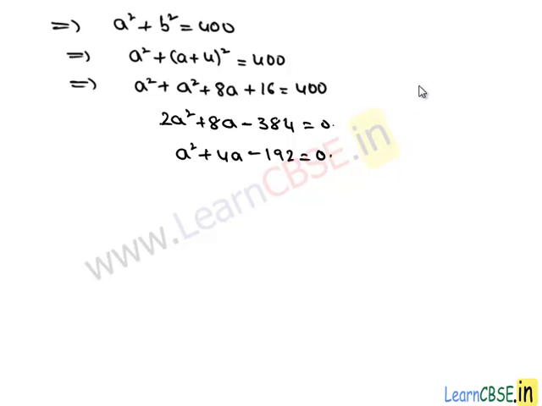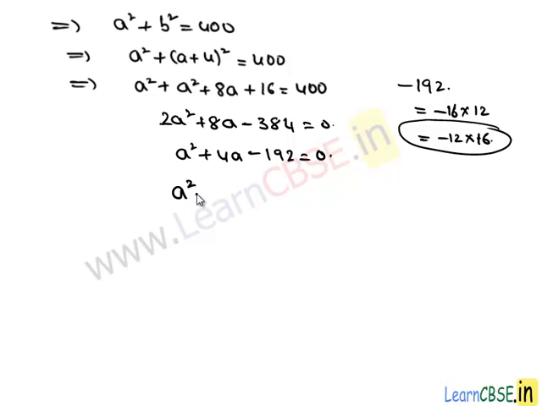So let's observe the factors of negative 192, which is negative 16 times 12 or negative 12 times 16. Since we have the coefficient plus 4a, we take these factors, negative 12 times 16. So we have a square plus 16 times a, negative 12 times a, minus 192.